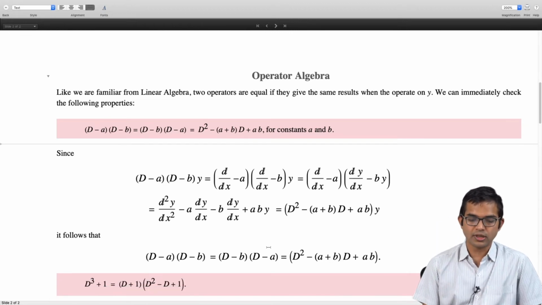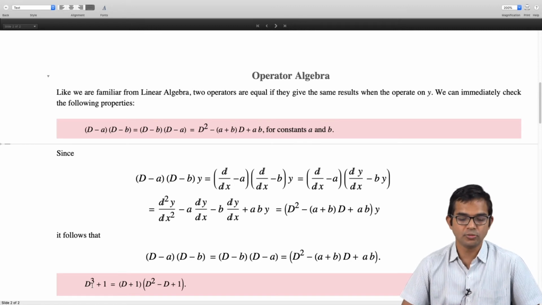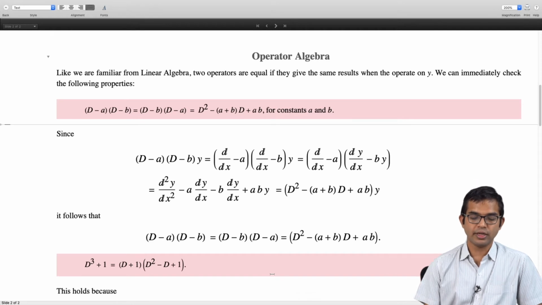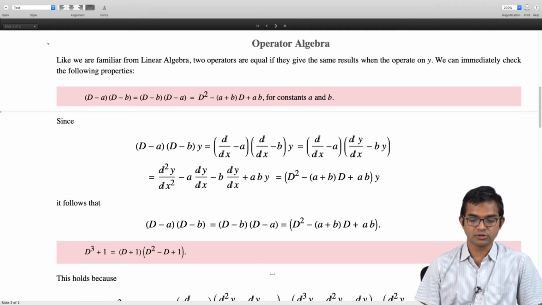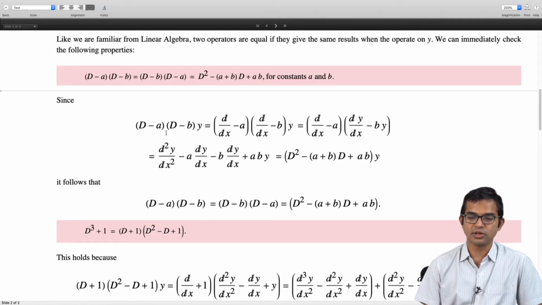Let's look at another property. One can write a more generalized version of this, but let's say D cubed plus 1. Instead of D cubed plus 1, one could have also thought of this as D cubed plus a cubed, and you are free to work out that more general version. So let's look at how D cubed plus 1 is equal to (D plus 1) into (D squared minus D plus 1). Once again, the technique is very similar to the previous property.